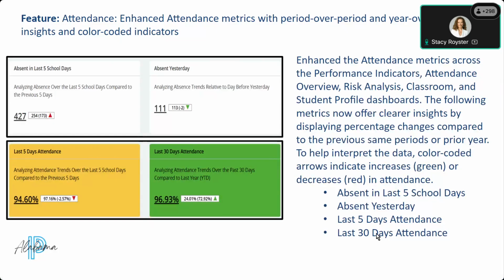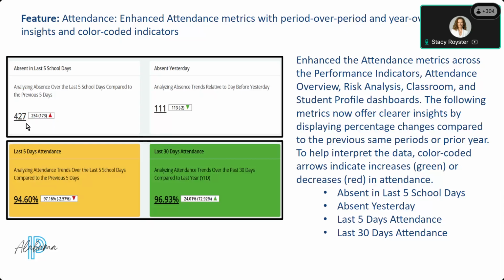When you are looking at the attendance metrics across the performance indicators, the attendance overview, risk analysis, which we haven't turned on yet but is coming, and classroom or student profile dashboards, the following four metrics now display a percent change compared to the previous periods or prior year. So the four metrics that you really see when you look at the attendance overview dashboard: absent in the last 5 days.